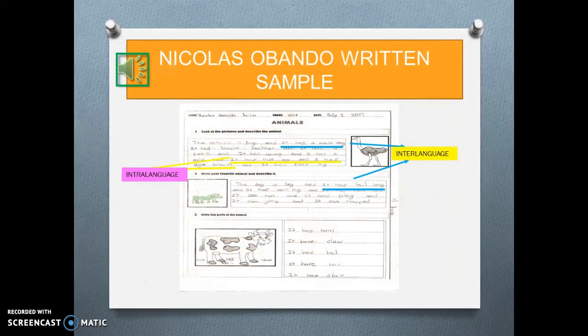This is the first sample we want to show in this presentation. We took only a couple of sentences that will be analyzed through this presentation. The sentences that are underlined in blue refer to interlanguage, and the ones in yellow have to do with interlanguage. Also, there are more than those. We didn't analyze them for the sake of time.